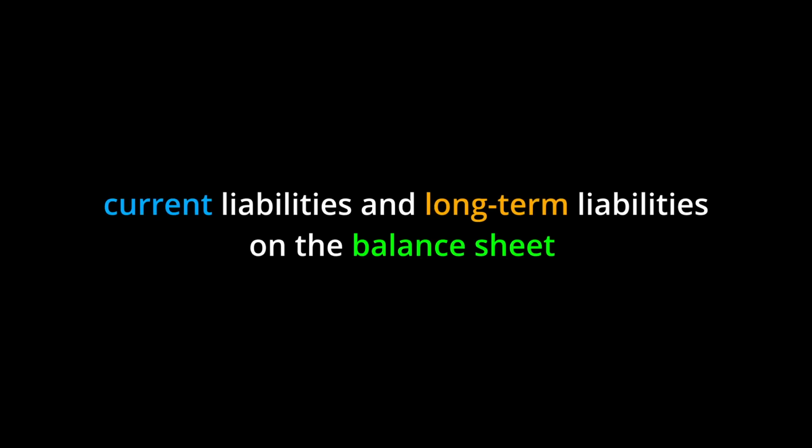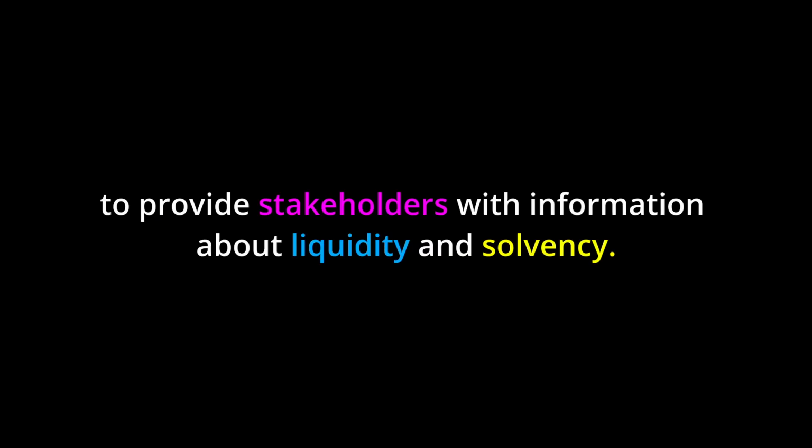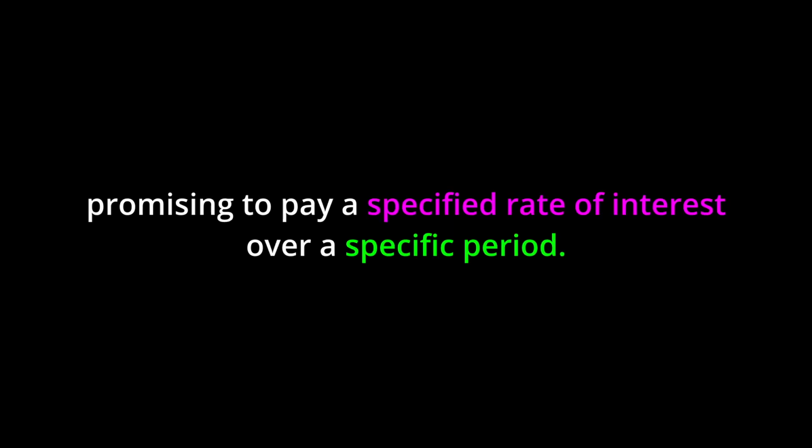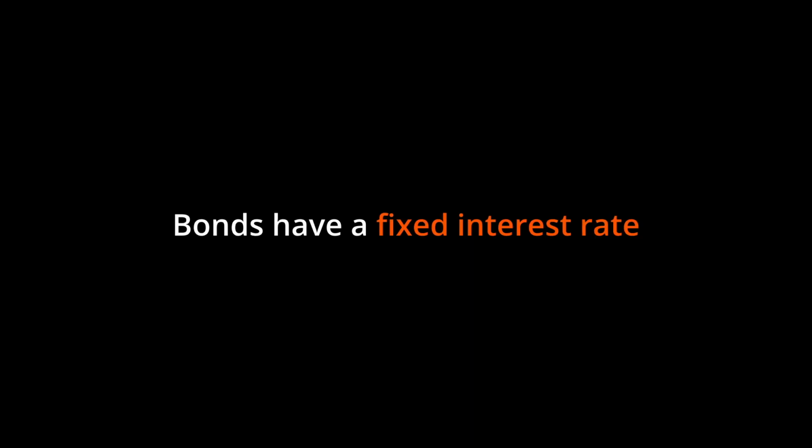Key points. Long-term liabilities are separated into current liabilities and long-term liabilities on the balance sheet to provide stakeholders with information about liquidity and solvency. Bonds are financial instruments issued by companies directly to investors, promising to pay a specified rate of interest over a specific period. Bonds have a fixed interest rate that remains constant throughout the life of the bond.